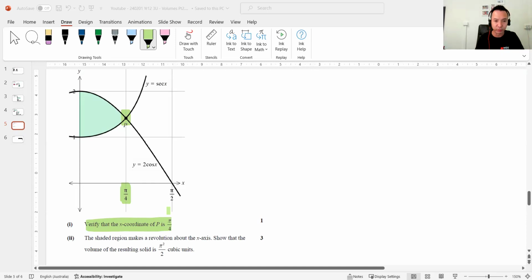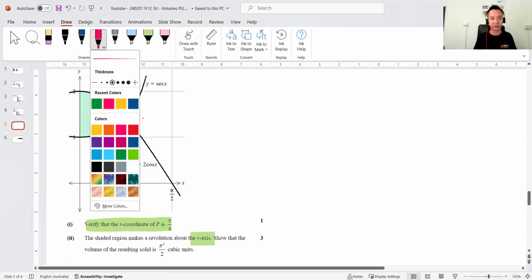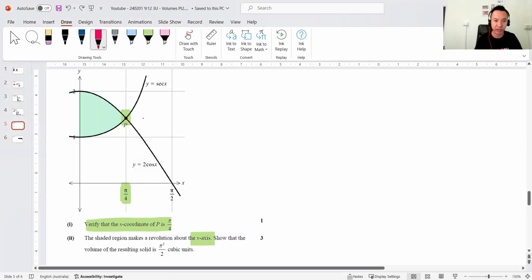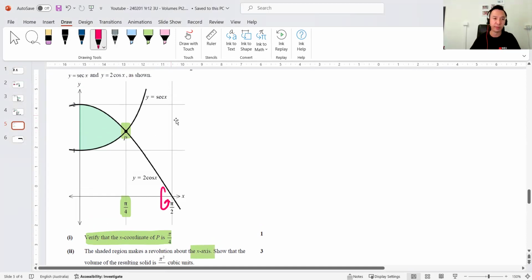The shaded region makes a revolution about the x-axis. So it's rotating about the x again. Sorry, I didn't get a question that actually rotates about the y, but I mean, same. And that the resulting volume is that. Okay, cool. Part 1.